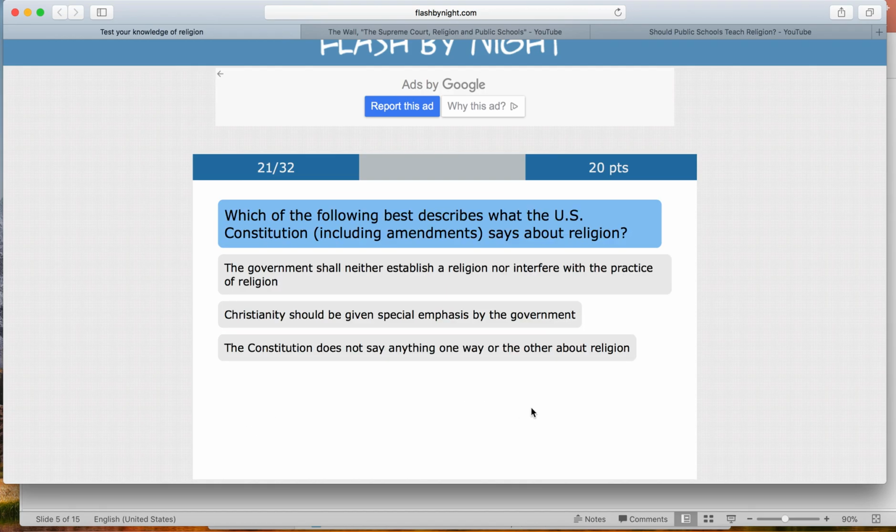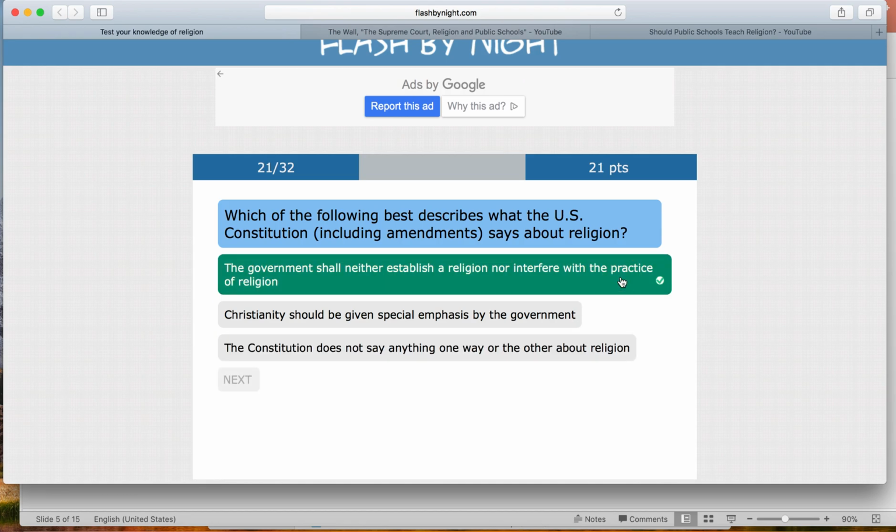Okay, which of the following best describes what the U.S. Constitution, including amendments, says about religion? Is it A, the government shall neither establish a religion nor interfere with the practice of religion? Is it Christianity should be given special emphasis by the government? Or the Constitution does not say anything one way or another about religion? Okay, the correct answer is the government shall neither establish a religion nor interfere with the practice of religion. And we'll learn a little bit more about the Constitution's specific laws here in just a moment.